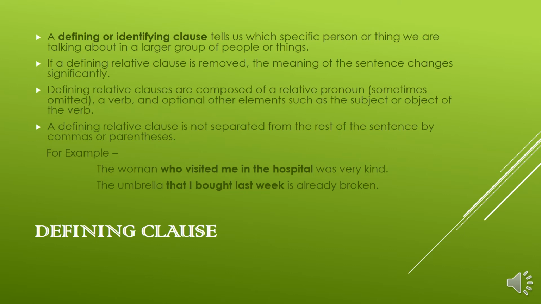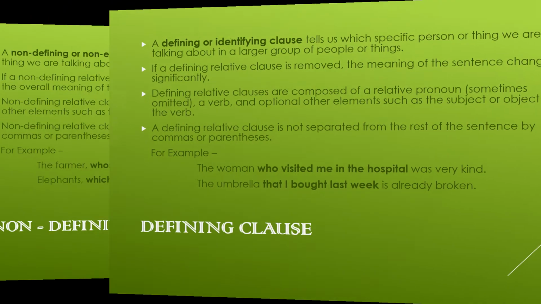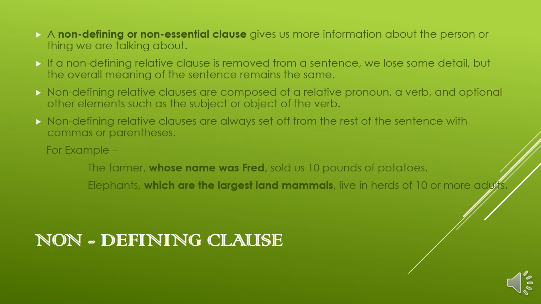Right? So, defining relative clauses are composed of a relative pronoun, which is sometimes omitted, a verb, and optional other elements such as the subject or object of the verb. Now, we need to keep in mind that a defining relative clause is not separated from the rest of the sentence by commas or parentheses. Right? So, what do we know about non-defining clauses?